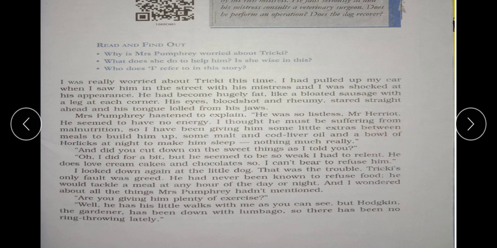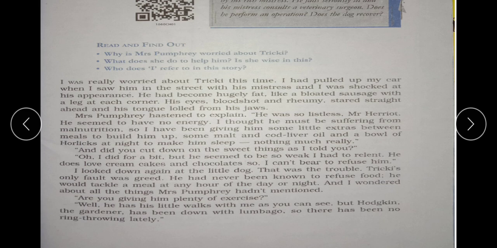And a bowl of Horlicks in the night to make him sleep. She offered a bowl of Horlicks to the dog at night so that the dog would have a good sleep. And at last she said, nothing much really. So after giving so much food, she said that she did not give much to the dog.